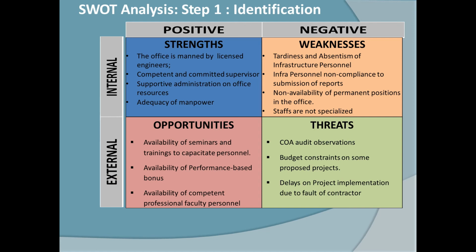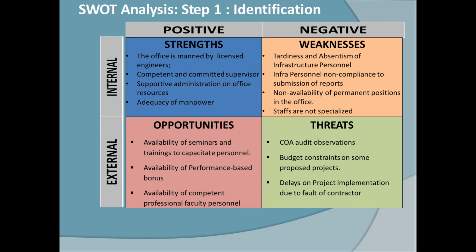And then competent and committed supervisor. Then supportive administration on office resources. And then we have the adequacy of manpower. So when we say adequacy of manpower, there are a lot of personnel to handle projects and perform the tasks in infrastructure, like drawing the plans, doing the estimates, then doing the field works and supervision on projects.